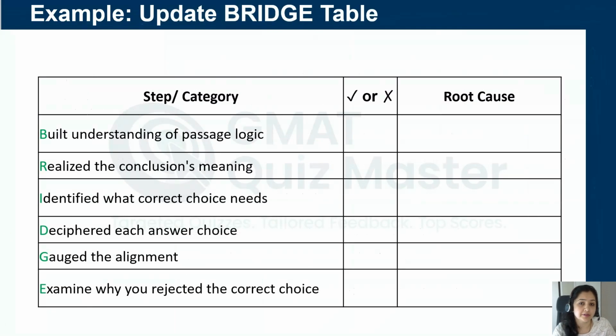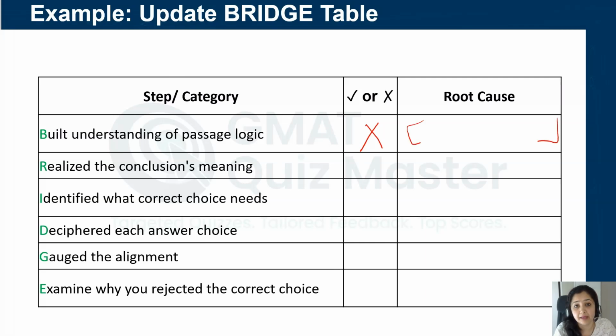All right, so review the solution first, understand what the actual solution says, and then compare your understanding step by step. Step 1, build understanding of passage logic. So, if your understanding of passage logic was complete and correct, you understood the meaning, you understood the logic, you were able to identify the two different opinions, the two different conclusions, whether they are in line or they go against each other, what is the evidence given by the author, everything. If all of that was clear to you, mark a tick here. Otherwise, mark a cross here and mention the exact reason here.